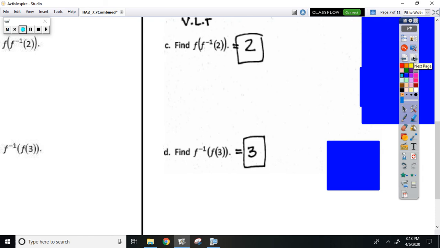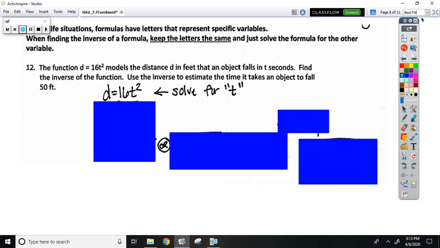Last thing we'll take a look at is word problems. With word problems, we'll be seeing formulas. Formulas have letters that represent specific variables. So when finding the inverse of a formula, you want to keep the letters the same. Don't switch the x and the y or anything. But you will keep the letters the same and just solve for the other variable.